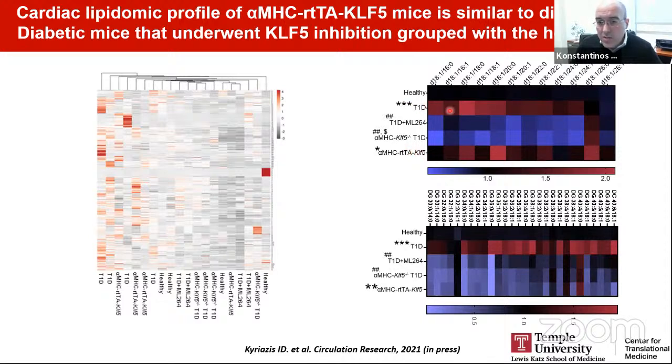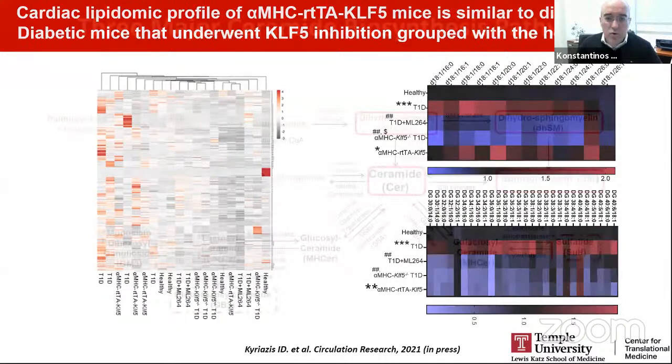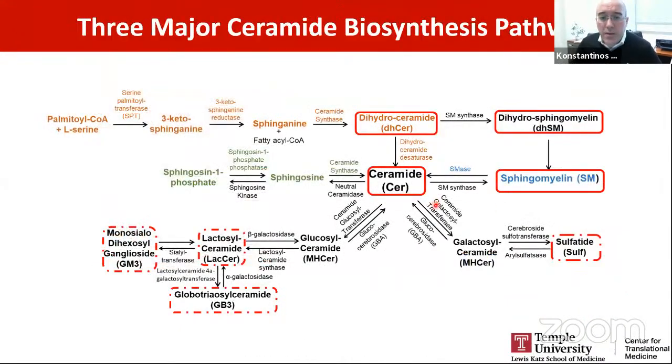So you see here that ceramides are increased in the hearts of diabetic mice. This is blocked when KLF5 is blocked. And transgenic mice also have increased cardiac ceramide content. But for diacylglycerol, although diabetic mice have increased diacylglycerols, as has been shown in the past as well, the transgenic mice did not have the same effect. So we decided to focus on ceramides, and ceramides are formed through three different pathways.